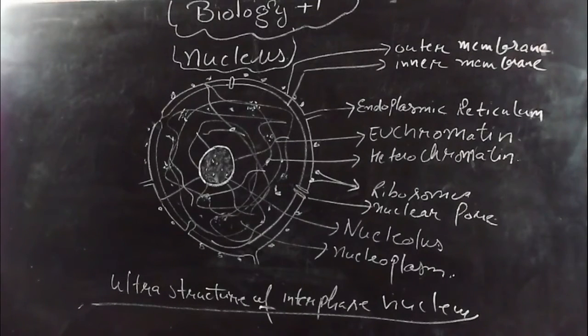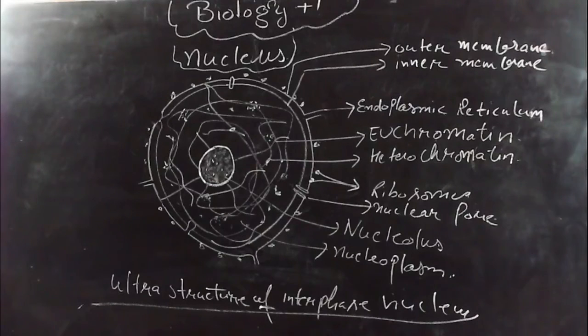Nucleolus has 4 components, that is amorphous matrix, granular part, fibril portion and chromatin.